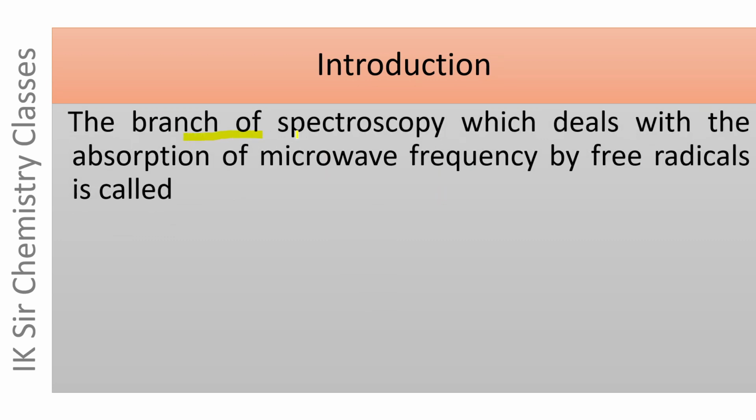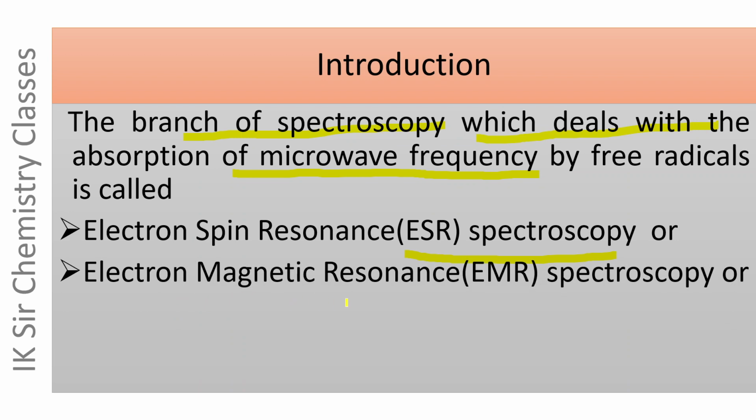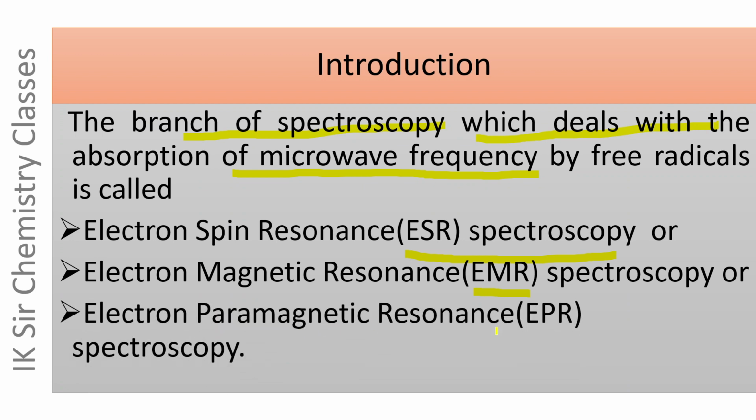The branch of spectroscopy which deals with the absorption of microwave frequency by free radicals is called electron spin resonance, ESR spectroscopy, or electron magnetic resonance, EMR spectroscopy, or electron paramagnetic resonance, EPR spectroscopy. The branch of spectroscopy which deals with the absorption of microwave radiation by free radicals is called ESR, EMR, or EPR spectroscopy.